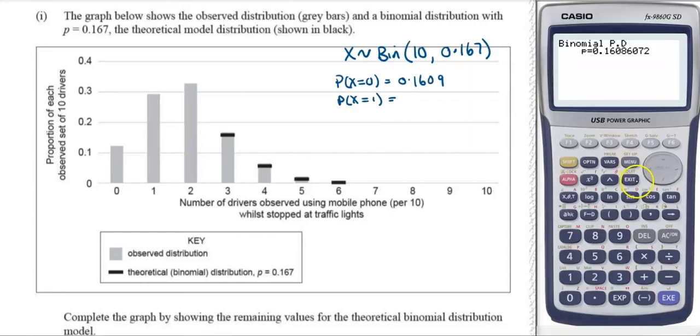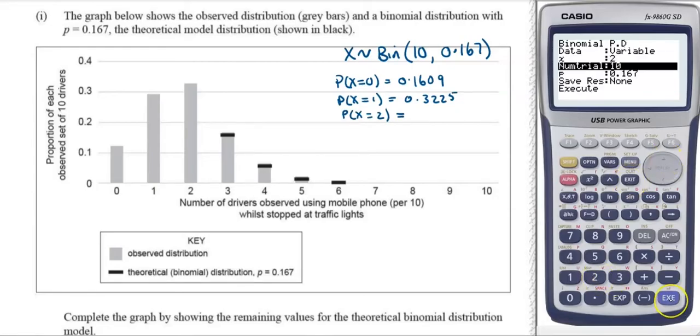Probability that X equals 1. I'll just go back and change this 0 to a 1. And then the probability that X equals 2, same thing, change it to a 2. And we pop bars on at those heights. So we've got 0.1609 about there, 0.3225, let's say it's about here, and then 0.2901, so it's around about here.